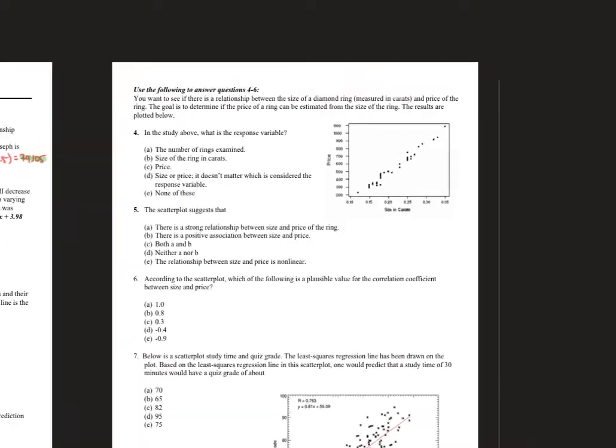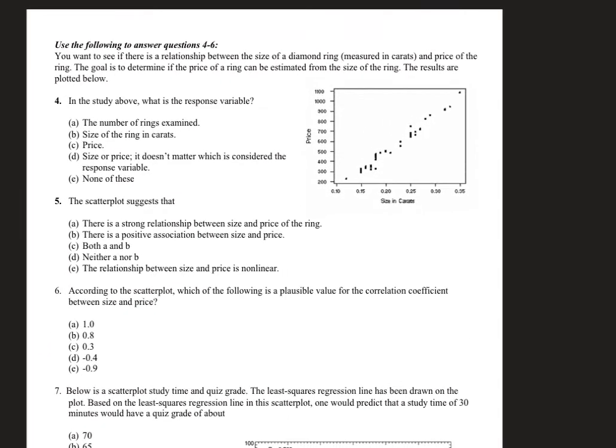All right, so looking at number 4. So number 4, we're using this graph right here. So it says in the study above, what is the response variable? So even without reading it, remember that the response variable is always the y-axis, which is price. So that's how we know that price is the response variable. But it should make sense that the size of the diamond explains the price, which would mean price is the response.